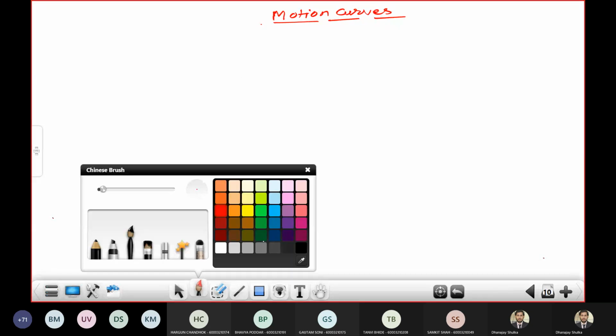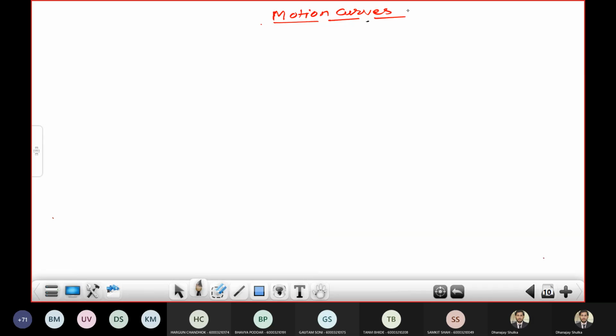So let's start with the motion curves in rectilinear motion. As the name indicates, motion curves. Here we are going to consider the graphical solution. Whatever problems we have solved, we can solve them by the graphical method. That means we can analyze the motion parameters, let's say displacement, velocity, acceleration, all graphically, and for that we will need motion curves.